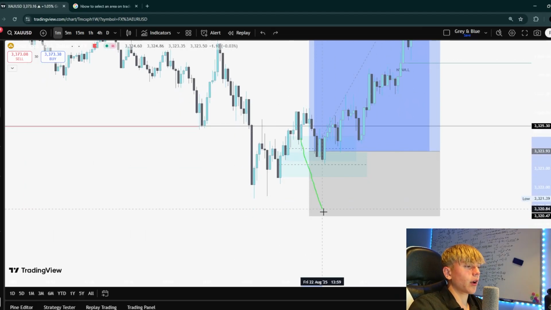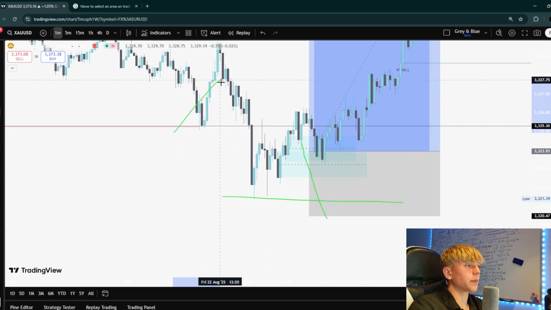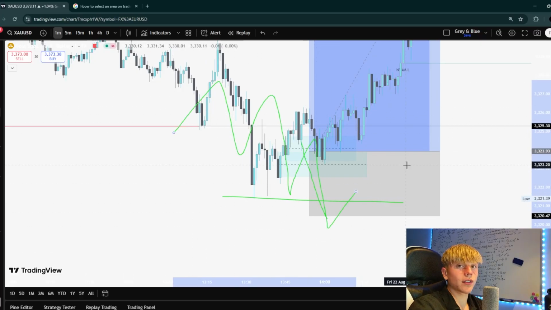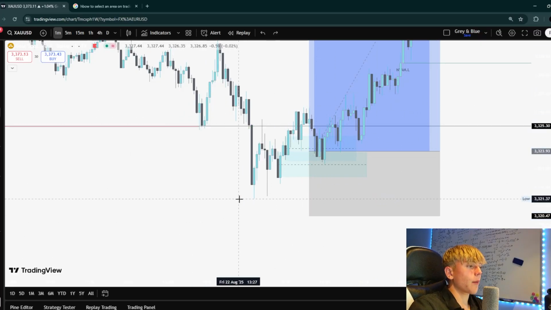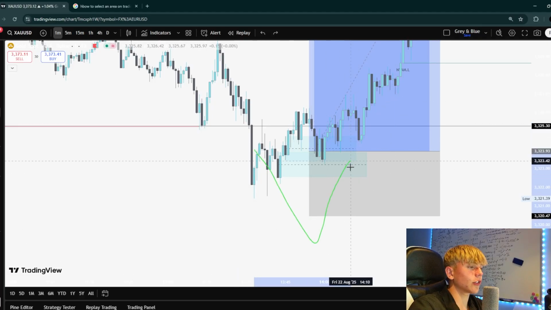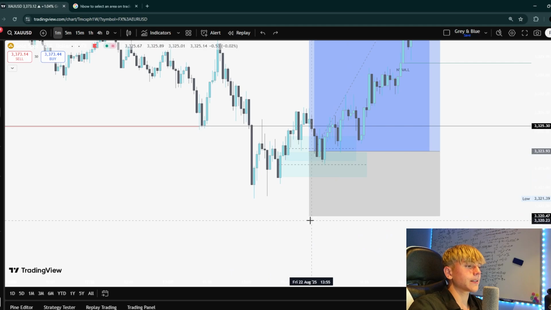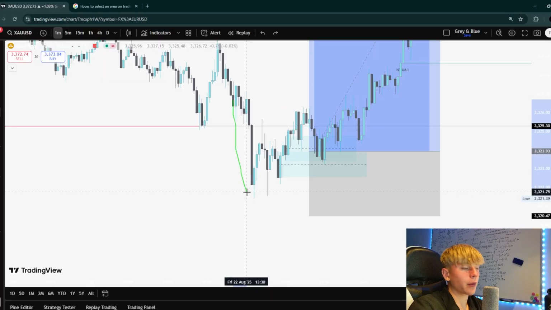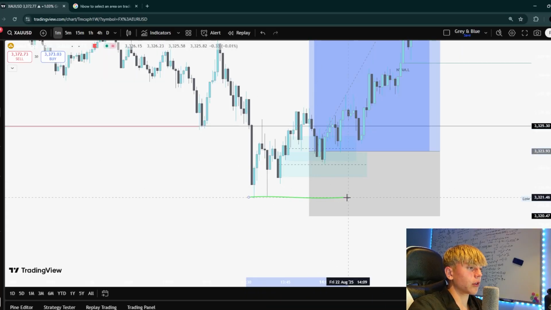Now, when I entered, stop loss would be below these lows. Why? Because if price ever broke below this, we would be continuing this downtrend, and I obviously do not want to be in buys. Price could sweep this liquidity and come back up, but it's too risky. We could just be forming more bearish structure. So as soon as price gets below these lows, we don't want to be in this trade anymore, because this was not a liquidity grab. It was just a break of structure for the bearish trend. So stop loss below these lows.